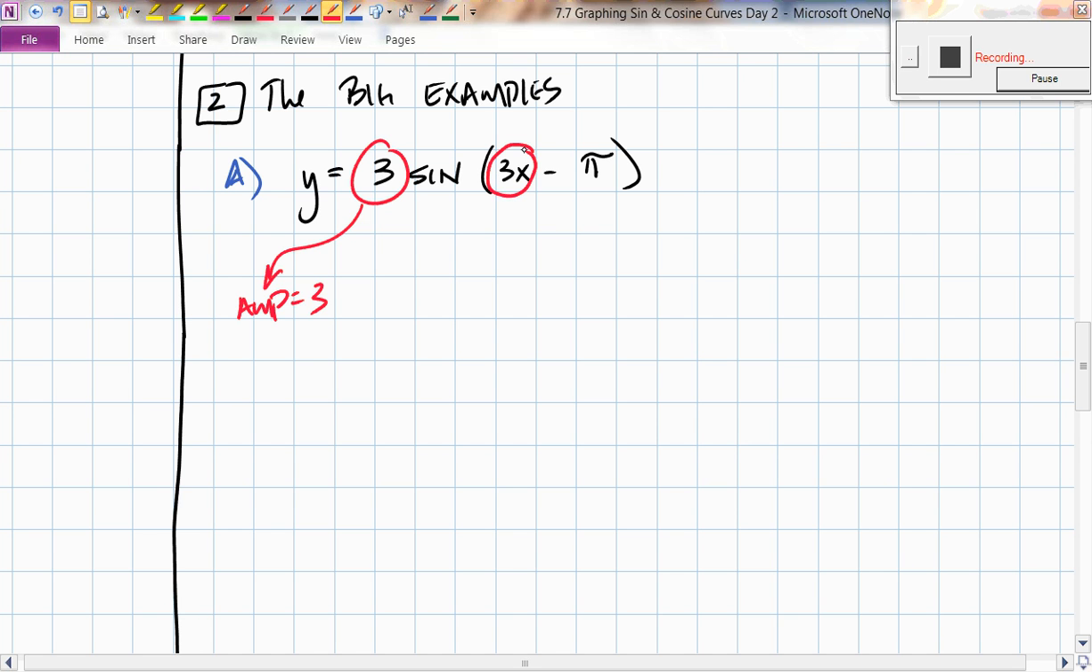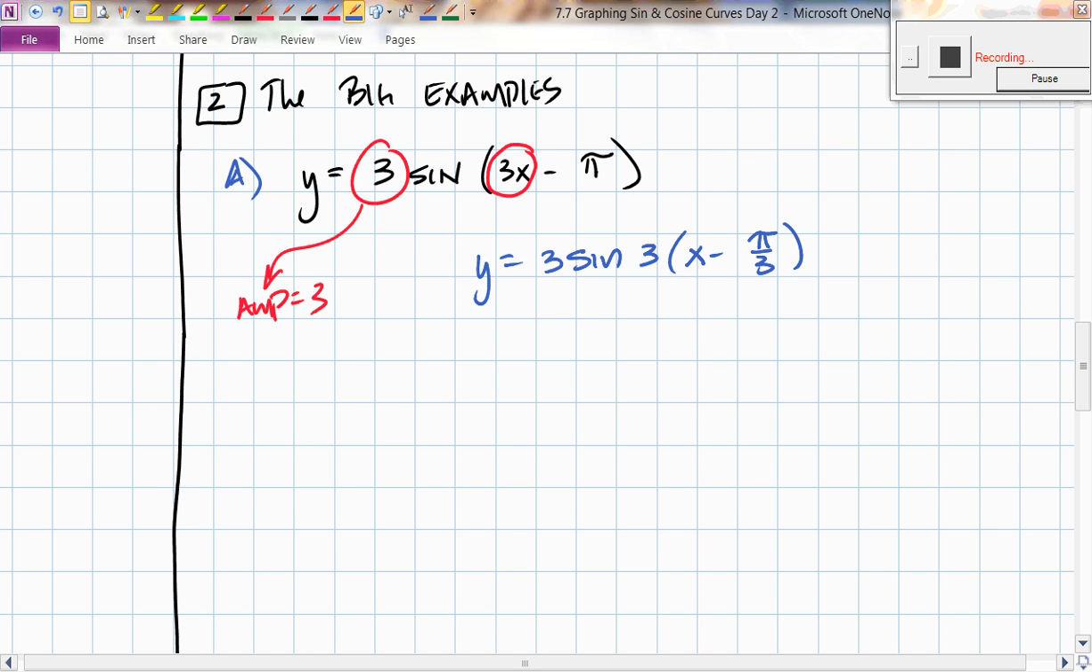See how your variable is being multiplied by 3? You have to free up your variable. So we're going to rewrite this whole equation like this: y equals 3 times the sine, and I'm going to factor out the 3, so x minus pi over 3. Now, where does the pi over 3 come from? Why is that there?